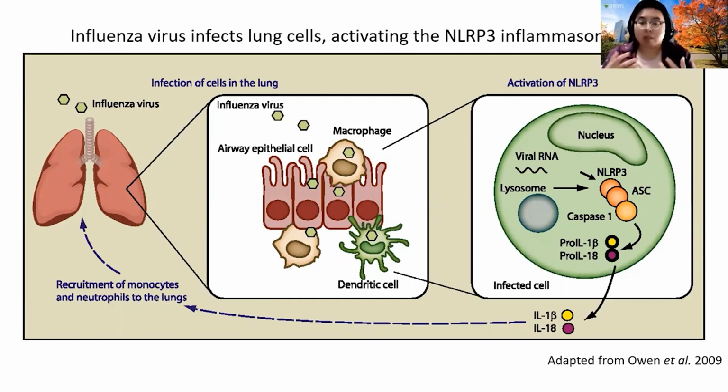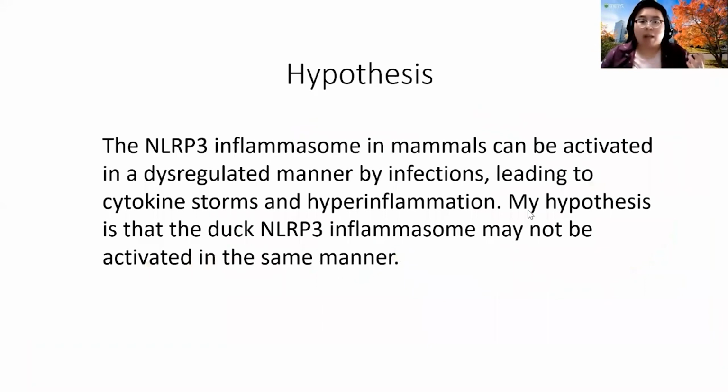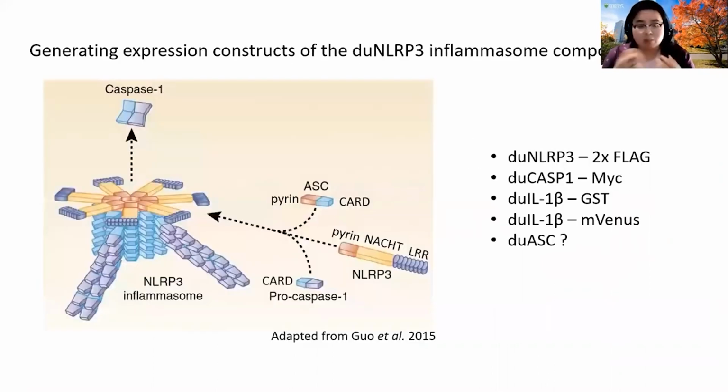This leads to cytokine storms and hyperinflammation occurring in the area of infection, in this case, the lungs. This is correlated with worse host outcomes and potentially leading to death. The duck NLRP3 inflammasome has yet to be characterized, and since ducks don't have the same severe outcomes as other hosts, we thought that the duck NLRP3 inflammasome would function or respond differently.